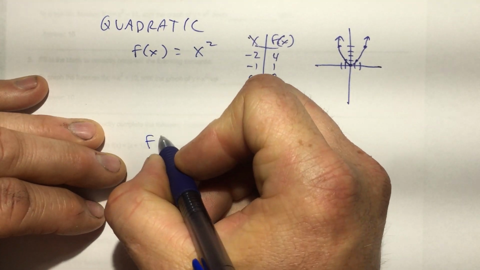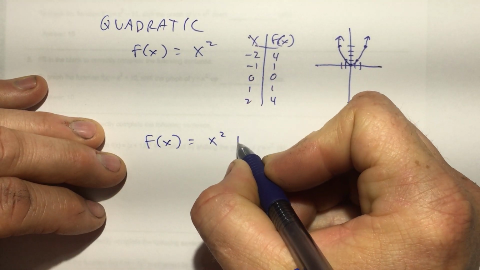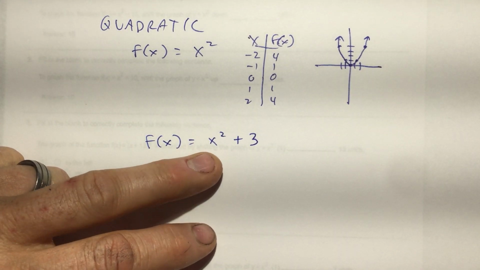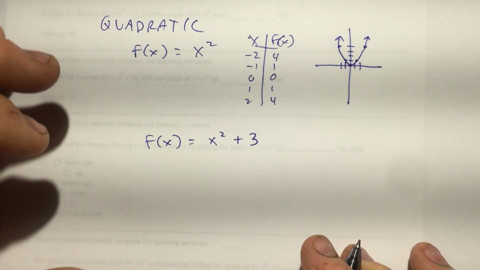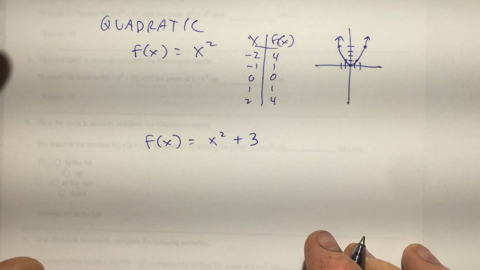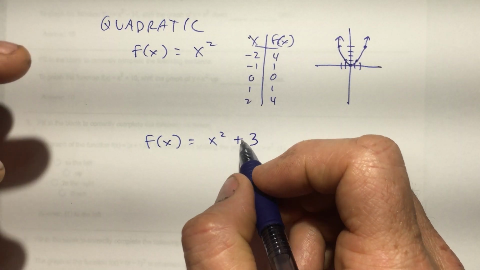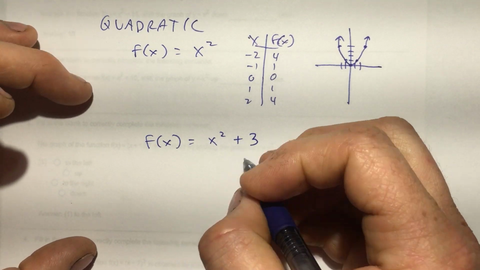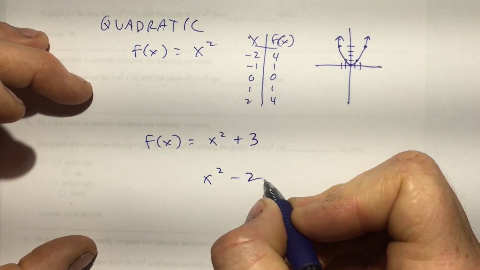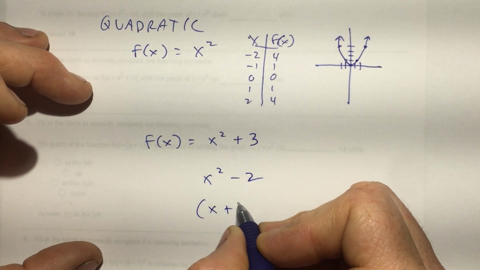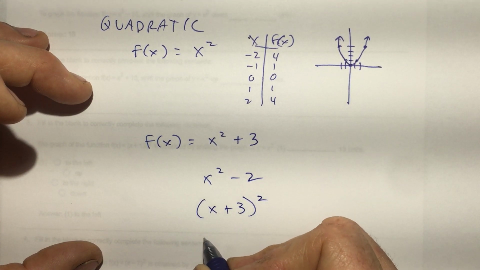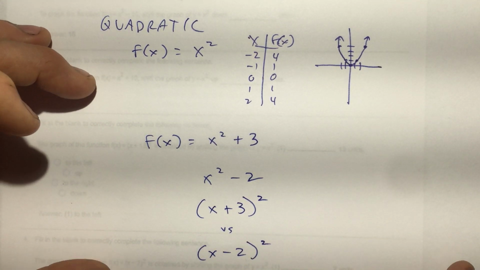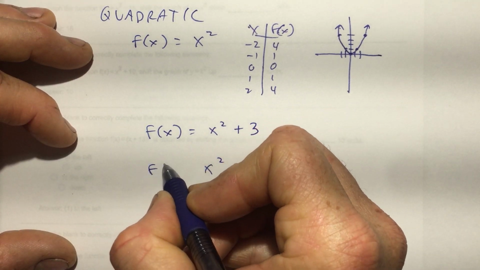We know what happens if I have a function like this, f of x is x squared plus 3. What happens to the graph there? What we're going to learn in this section today is how to determine what's going to happen to a graph when we do some transformations, like when I add 3, or if I subtract 2, or what if I add 3 and square it like this, versus what if I subtract 2 and do that. All these different functions.